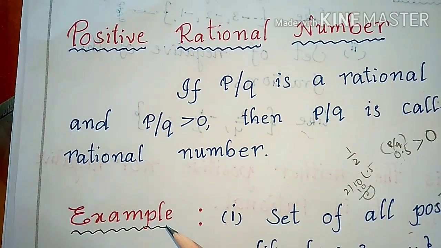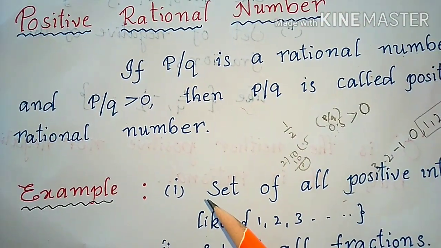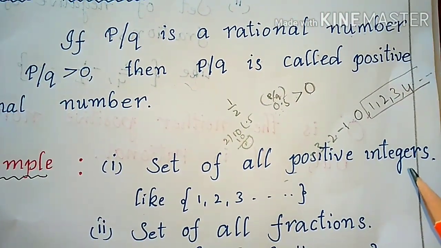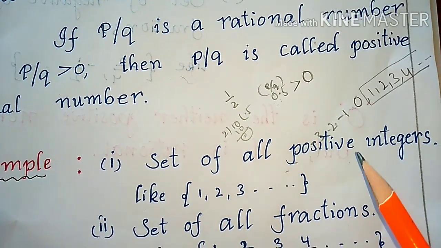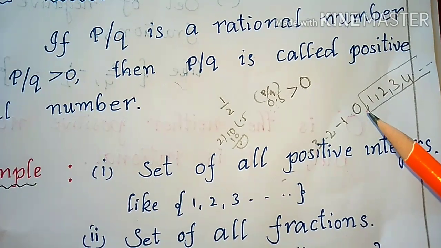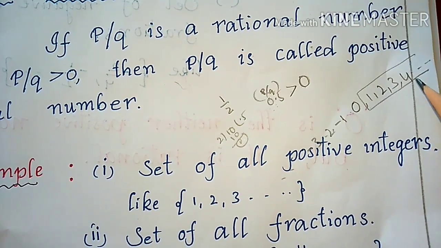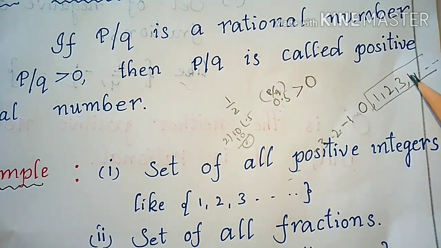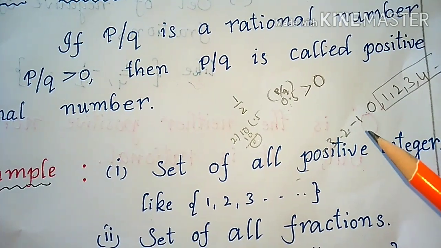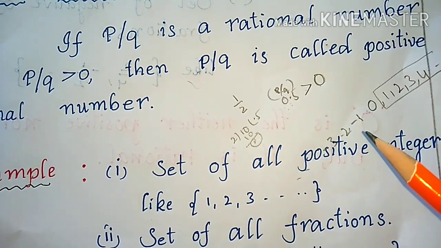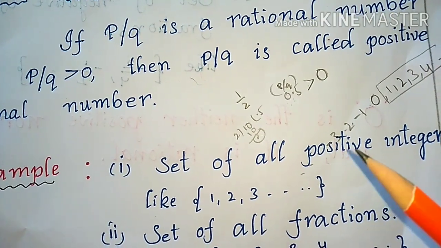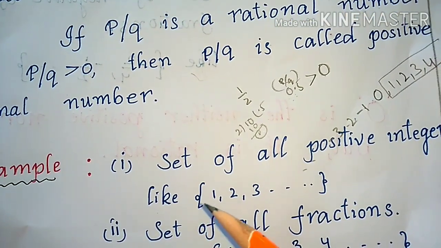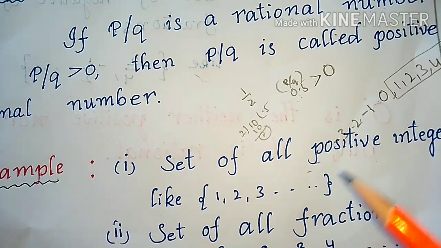For example, the first one: the set of all positive integers. Integers include 0, 1, 2, 3, 4 and so on, with both negative and positive numbers. Okay children, here we have to take only the positive integers, which are positive rational numbers, like 1, 2, 3 and so on.